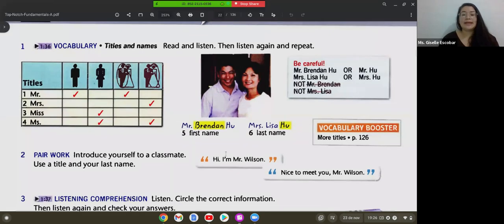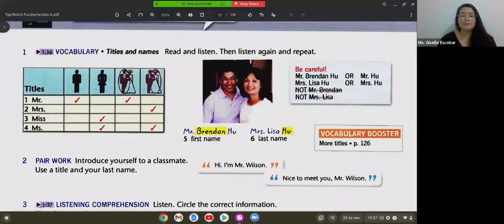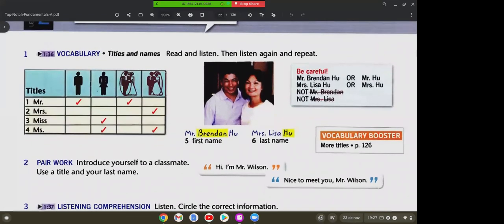So, guys, recuerden por favor, al momento de presentarnos, al momento de decir nuestro nombre o de decir nuestra edad, recuerden que tenemos que pronunciar el I am, ok? Ya sea I am o la contraction, que en este caso es I'm. I'm Miss Giselle Escobar. I'm 22 years old. I'm from El Salvador. Okay, let's try to remember to pronounce that. Que no se nos olvide decirlo, okay?